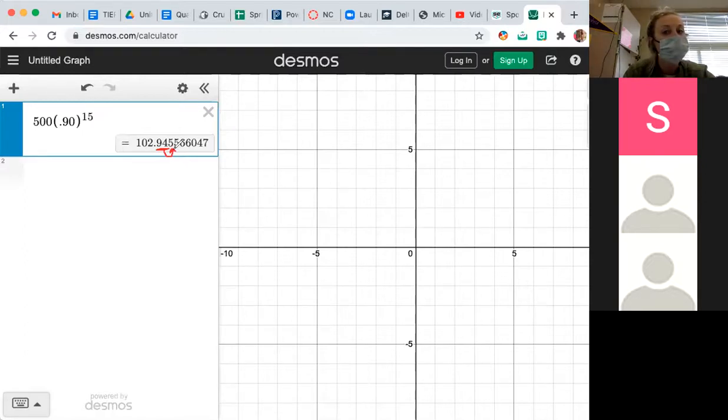What does 94 round up to? So this would be $102.95. I don't know why that's not writing a 9, but it's okay. $102.95 after the 15 weeks. That's not bad. He did a pretty good job saving his money, right?